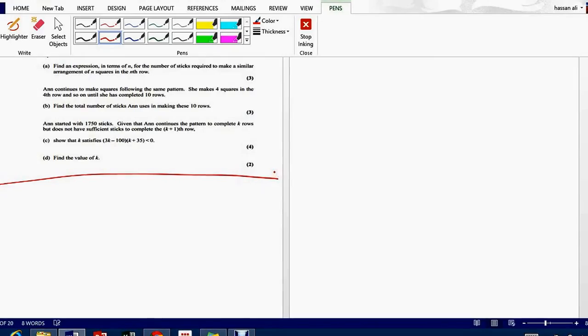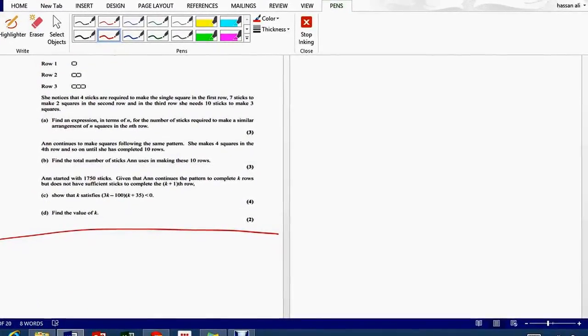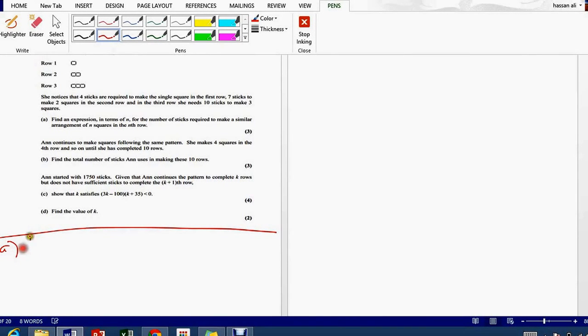So part A, you've got the sequence of 4, 7 and 10, and it is asking you to find an expression in terms of n. Now you have to know this formula here. For the nth term you have a plus n minus 1 d. That's your formula that you'll have to know. A is your first term, so in this case it will be 4, plus your n minus 1, plus your d. Now d stands for difference, here it is 3.